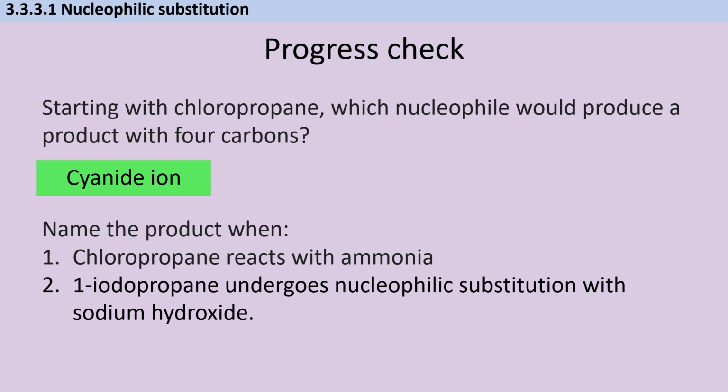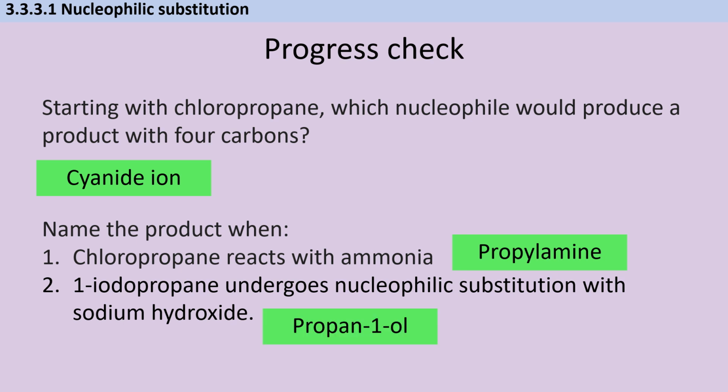If chloropropane reacts with ammonia, then that chlorine atom is going to be replaced originally by the full ammonia molecule and then eventually just by NH2, which is an amine group. So we're going to have propylamine. And if 1-iodopropane undergoes nucleophilic substitution, then that iodine atom is going to be replaced by the OH from the sodium hydroxide, and so we're going to be left with propan-1-ol.